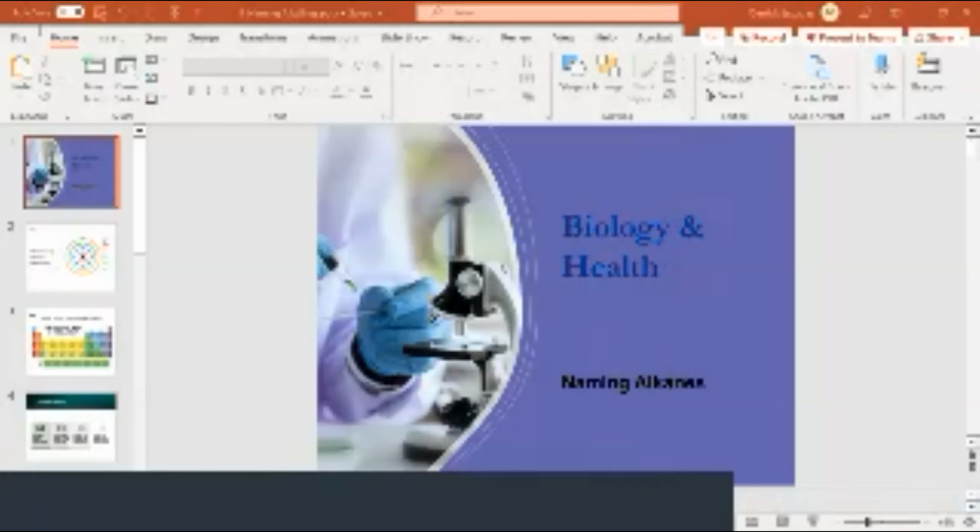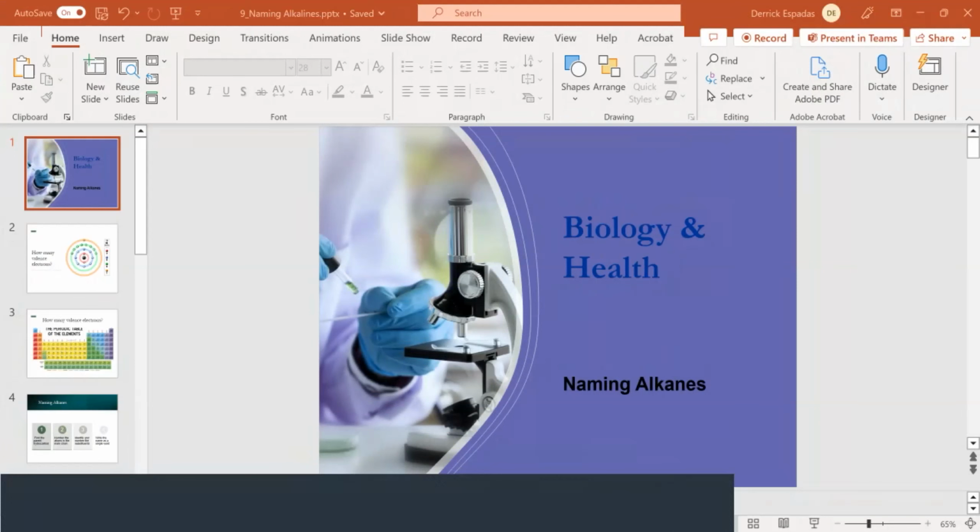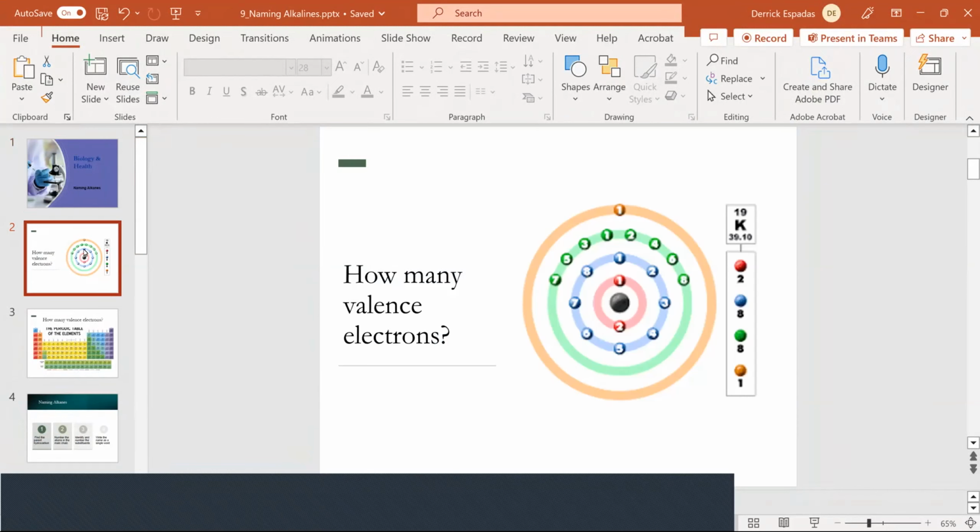Okay, so we are going to be learning how to name alkanes today. And we're going to do a little review first on some of the things we learned in the earlier weeks. So, how do we determine how many valence electrons a particular element has?